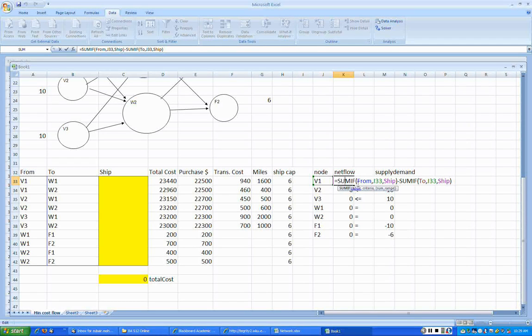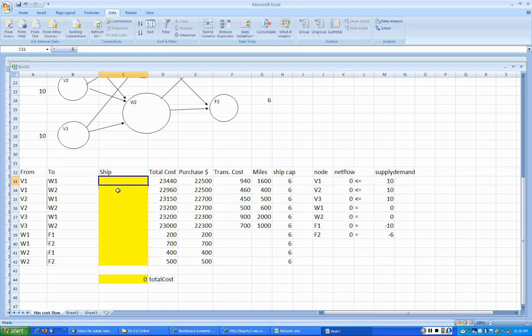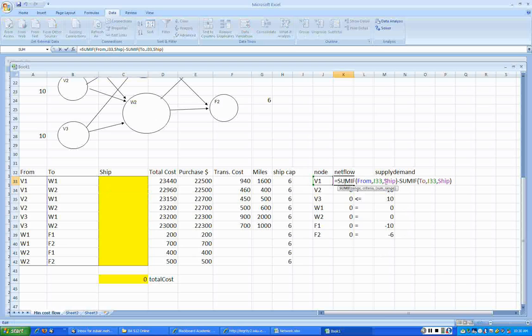What does it say? SUMIF, meaning go from this list, the from list that we have here. J33 is what is here in J33, V1. In other words, go to the from list and only take the V1 entries from the list, and then sum those, basically how much gets written here from V1. So those are the two places in that case. And that is ship.